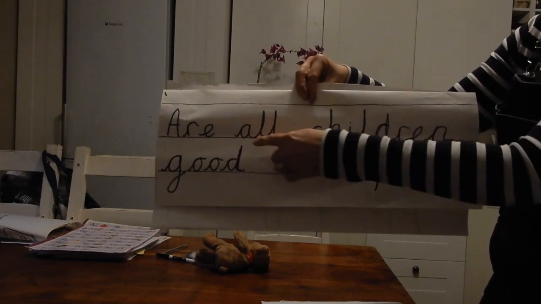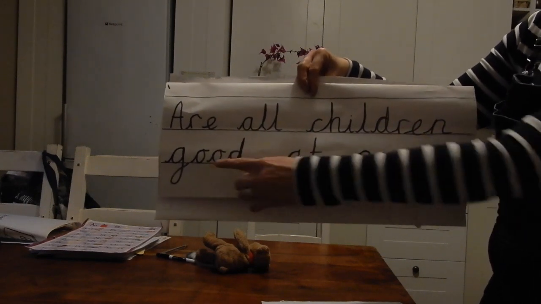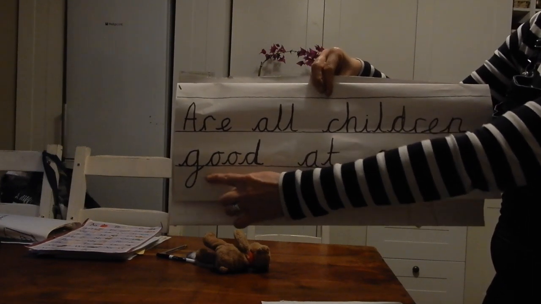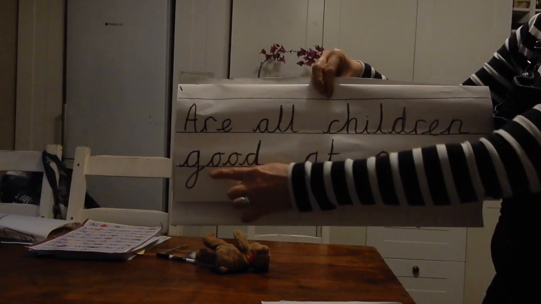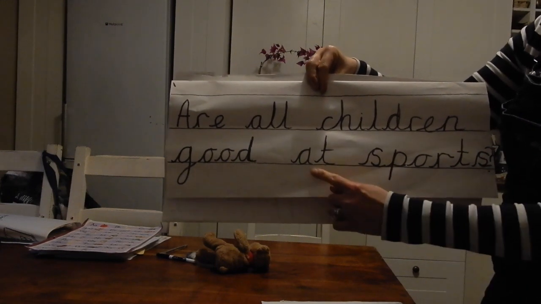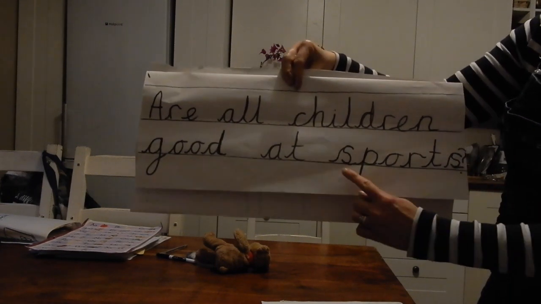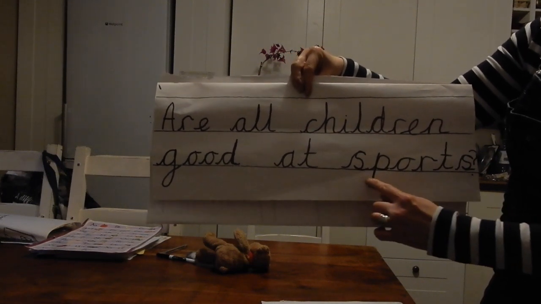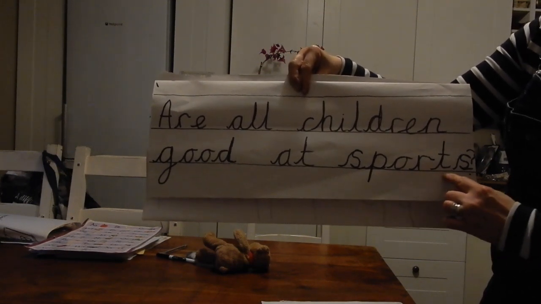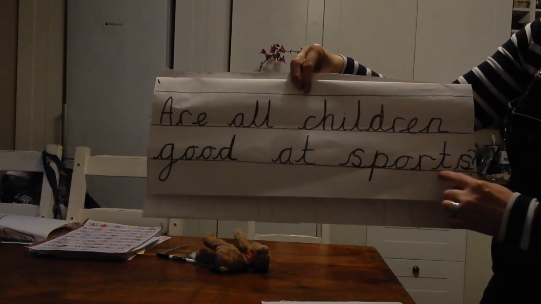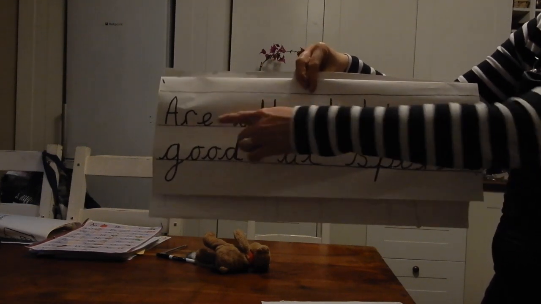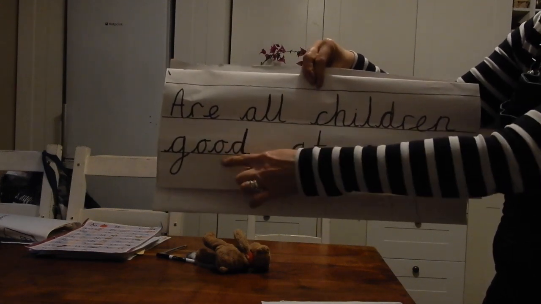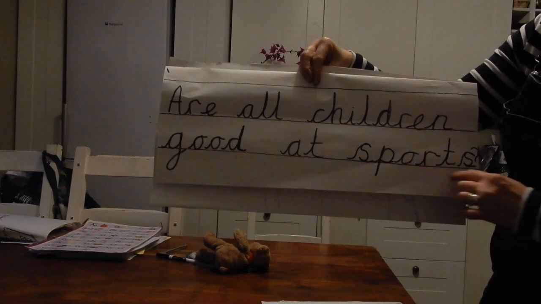Children. Are all children? This is a nice one, only three sounds. G, d, good, good. At, sp, together making a kind of sp, or, sports. Sports. Are all children good at sports?